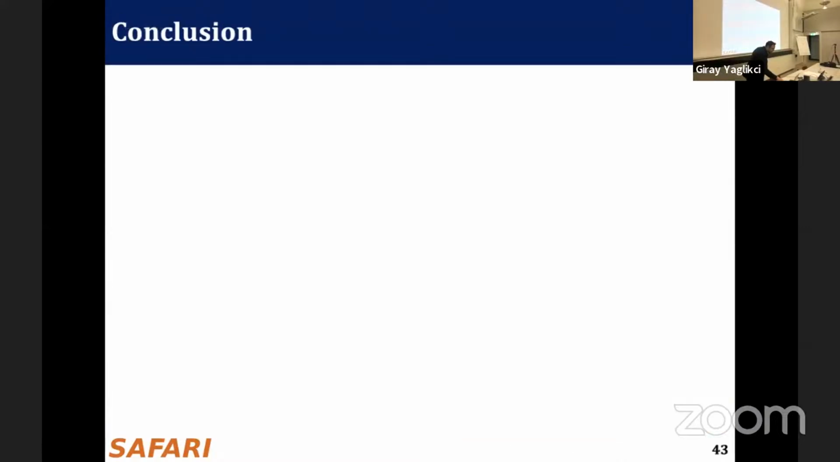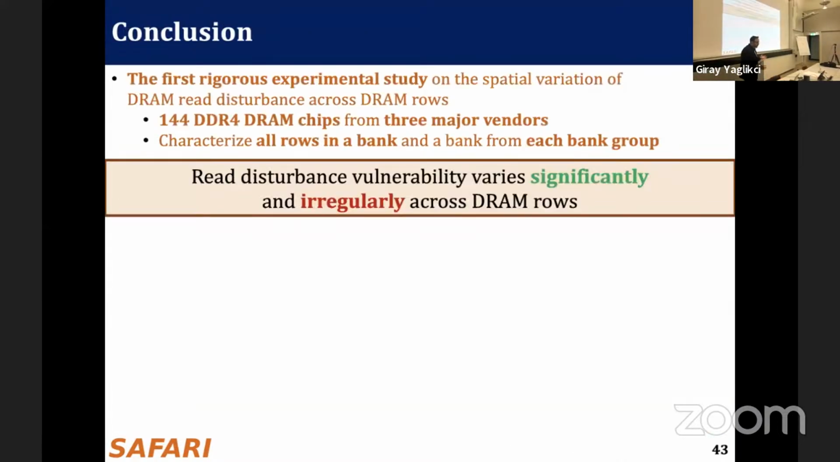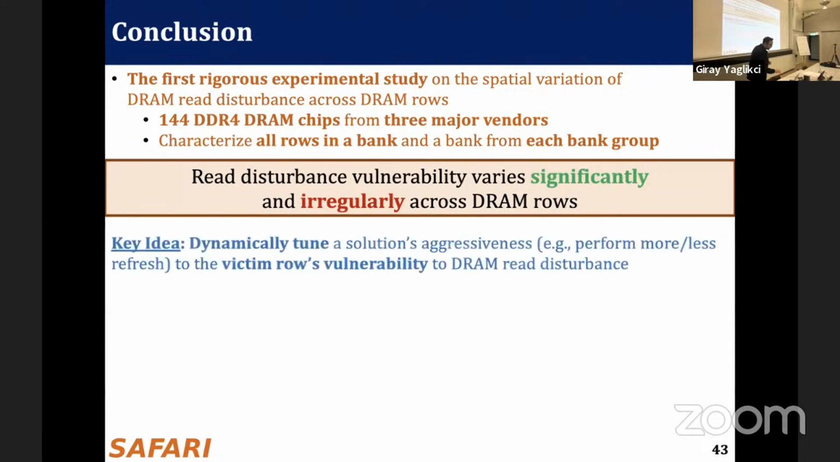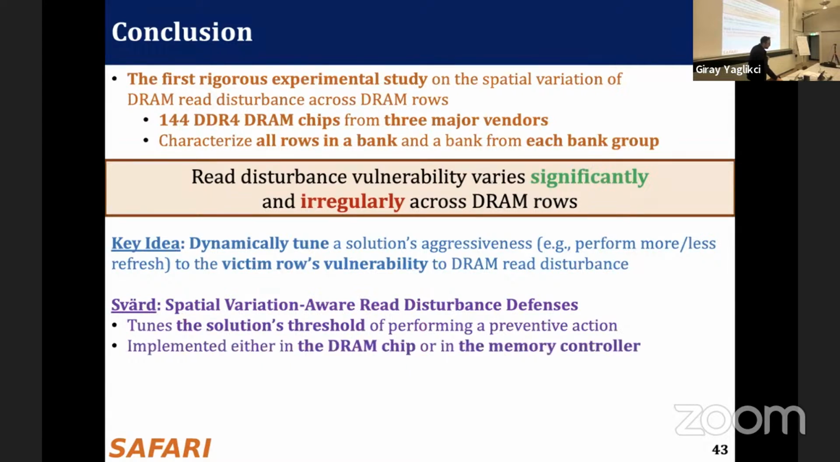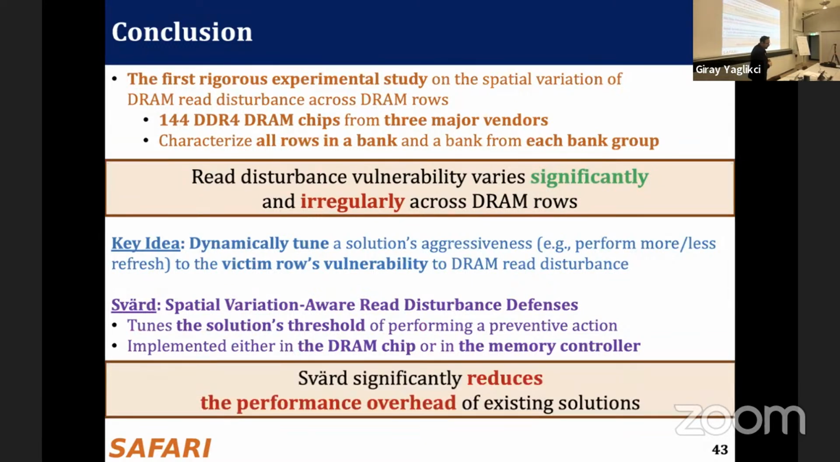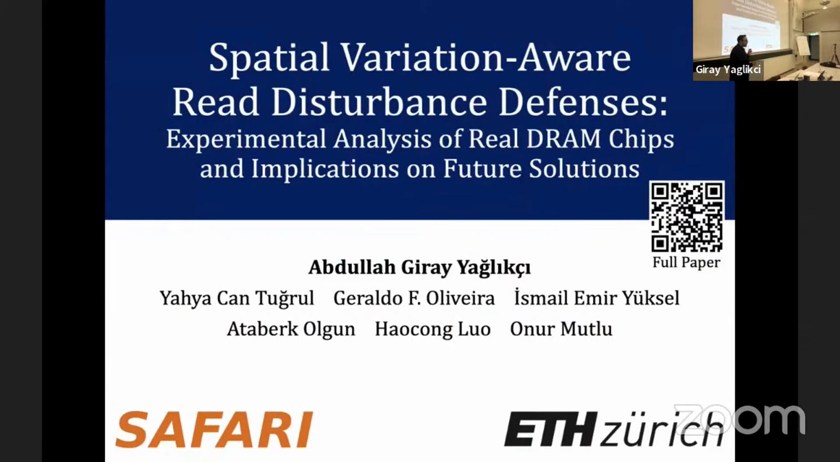Okay. So in conclusion, we did the first rigorous experimental study on spatial variation among a lot of chips, and we show that read disturbance vulnerability significantly and irregularly varies across DRAM rows. Our key idea based on this observation is to dynamically tune a given solution's aggressiveness. To this end, we propose a mechanism called Sv. It tunes the solution's threshold of performing preventive action, and it's implemented either inside the DRAM chip or in the memory controller, and it significantly reduces the performance overhead of existing solutions. And this is the end of my slides. I can take further questions.